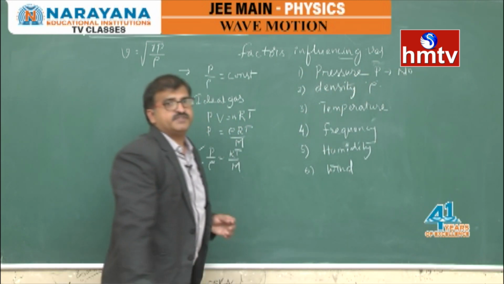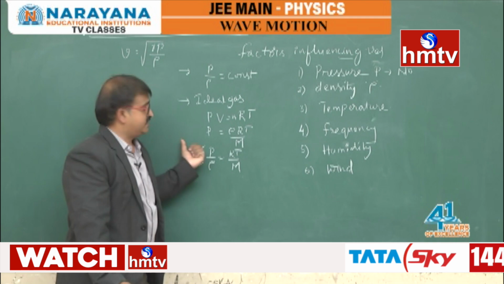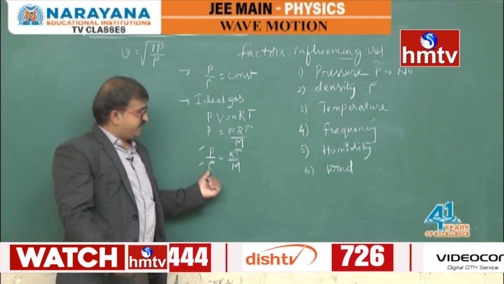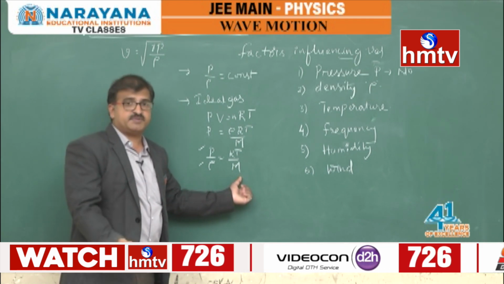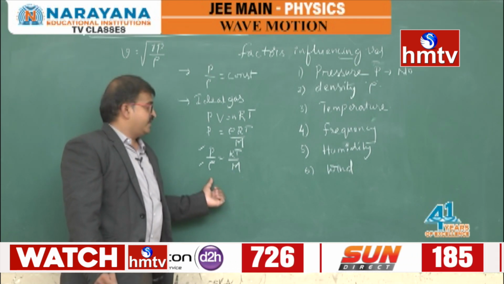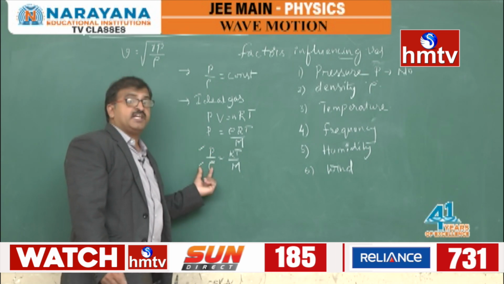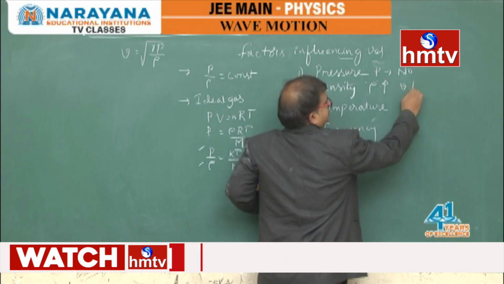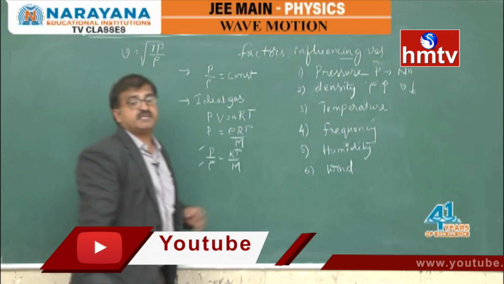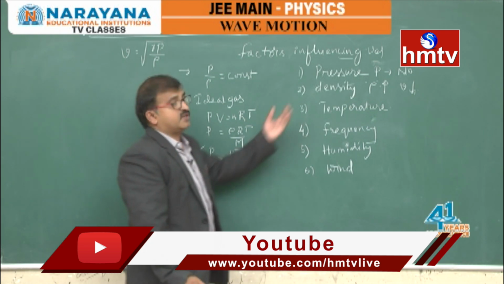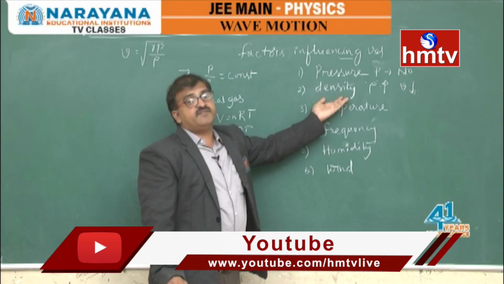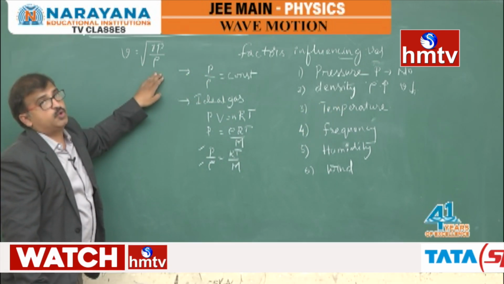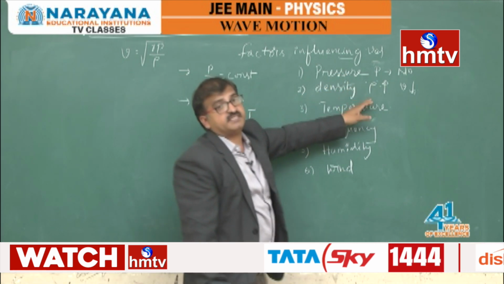Now, by keeping pressure constant, can we change the density of the gas? Yes, we can. If you take different types of gases, the density will be different. So if pressure remains constant and density alone increases, then the velocity should decrease. So the effect of density will be there. It is inversely related: V is proportional to 1 by root rho, provided pressure remains constant.